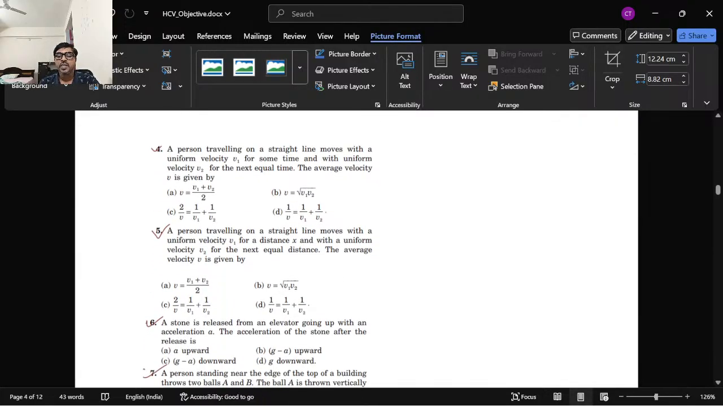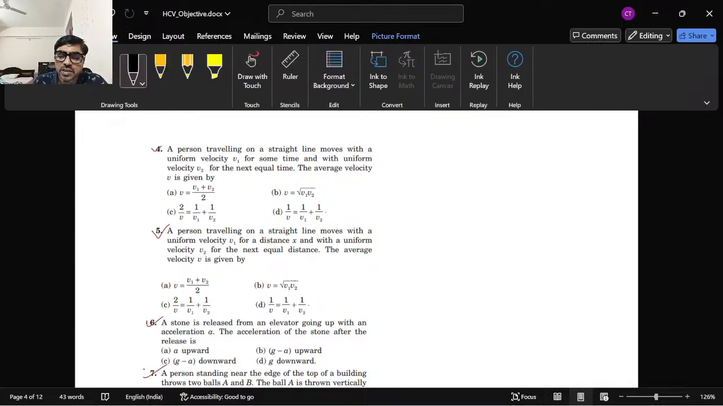Okay, next question. A person traveling on a straight line moves with a uniform velocity v1 for some time, and with uniform velocity v2 for the next time interval. Average velocity is given by. Okay, average velocity, what is the formula? These are all very important relations. The arithmetic mean you should remember, but anyway, how do we derive it? So V average is basically total displacement upon total time.